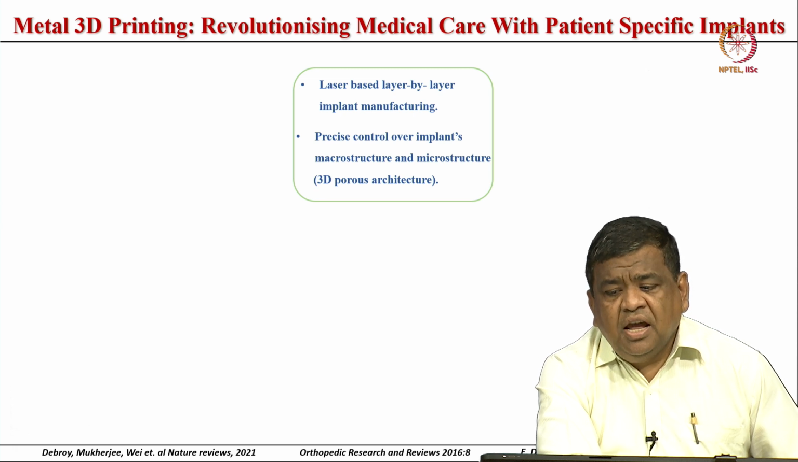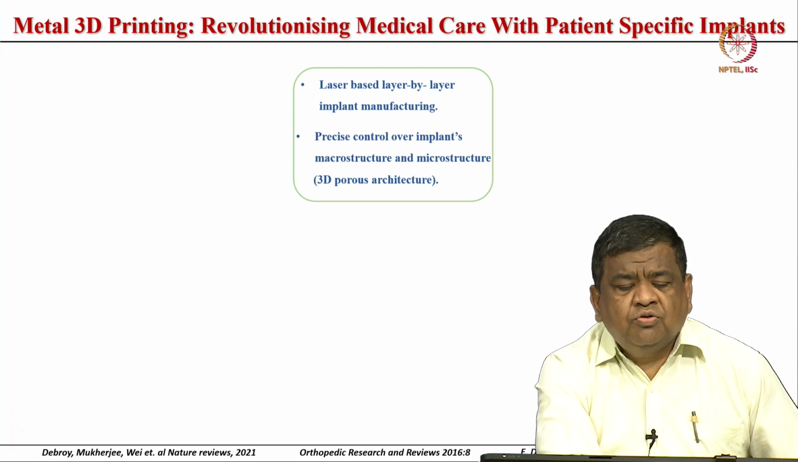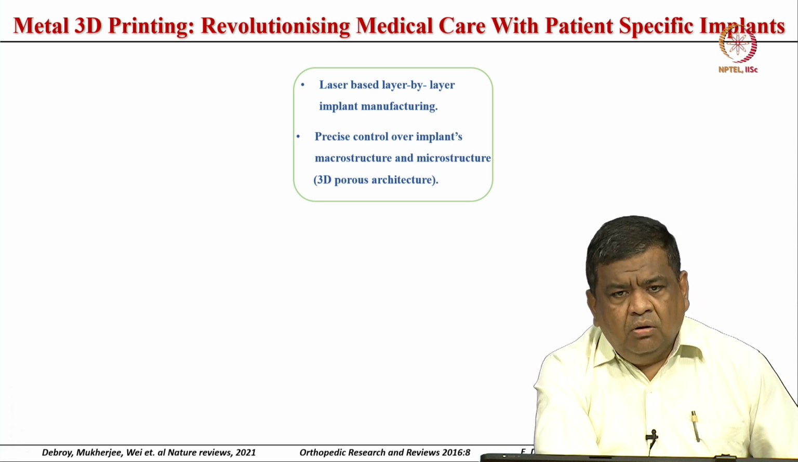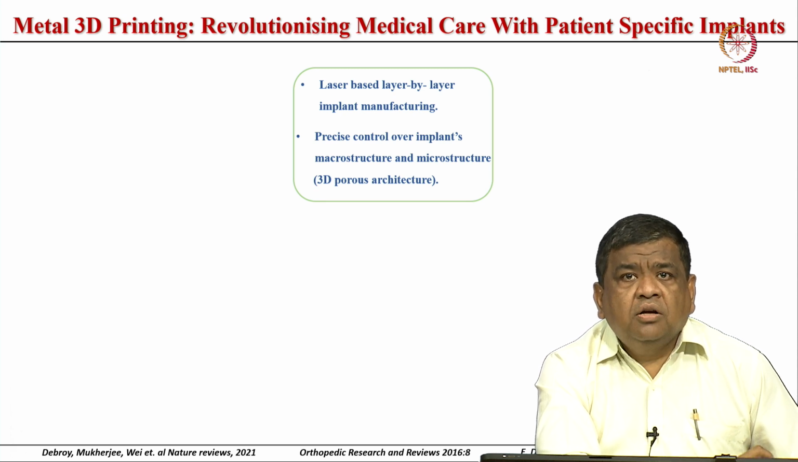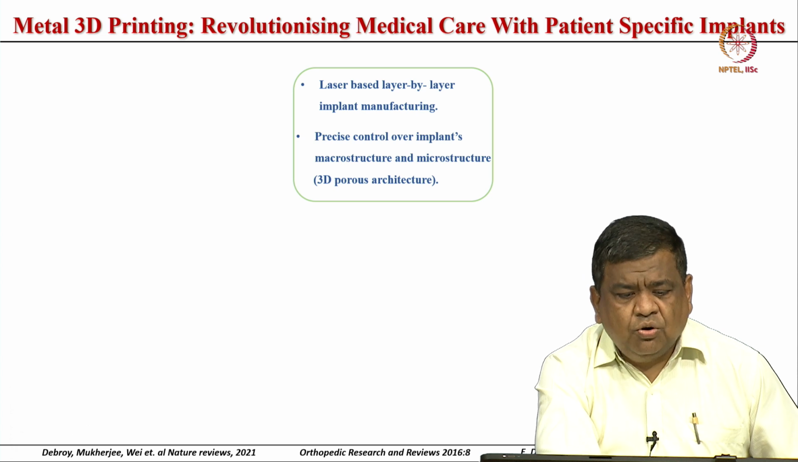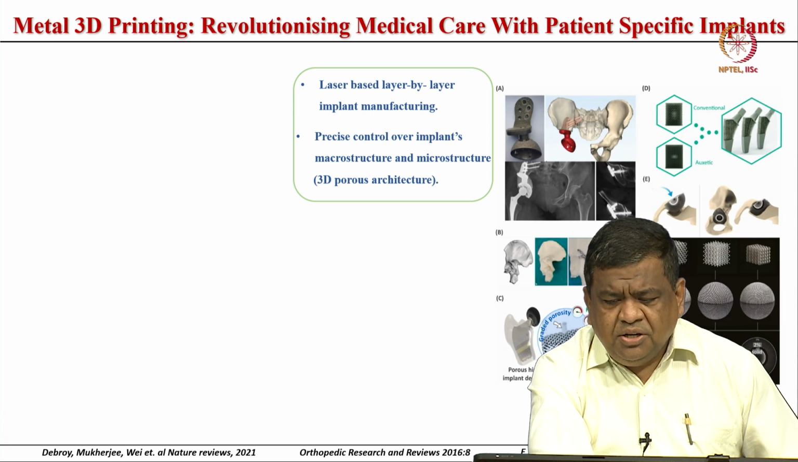the medical care with patient specific implants, and metal 3D printing is also used very extensively for the automotive or aerospace sector, or is being investigated for the repair of aerospace components, or the making of some of the automotive components, and so on. So, this is the layer by layer implant manufacturing technique, as I have mentioned.